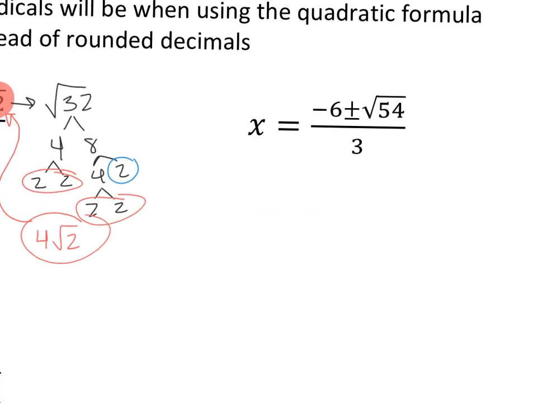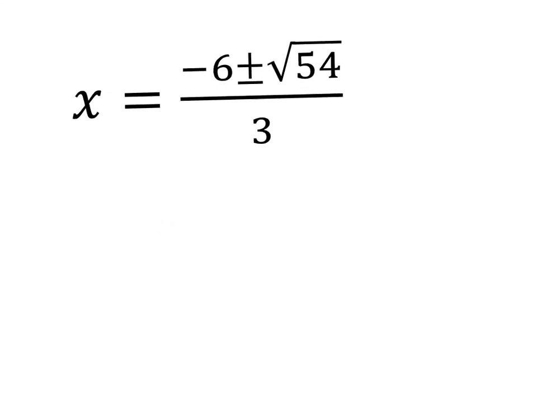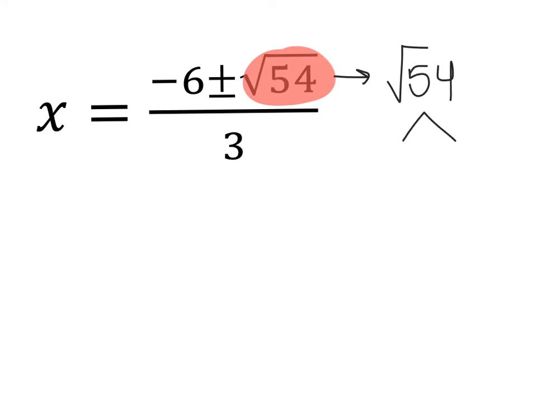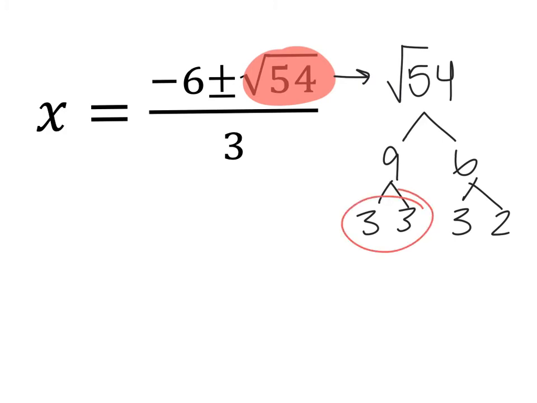So again, let's try another one. So here is another example where if you were doing quadratic formula, you would have this radical here that may not be simplified. So again, you pull it out. So radical 54. 54 is 9 times 6. And 9 is 3 and 3. And 6 is 3 and 2. So I have a pair here. And I have 2 things that are unpaired.